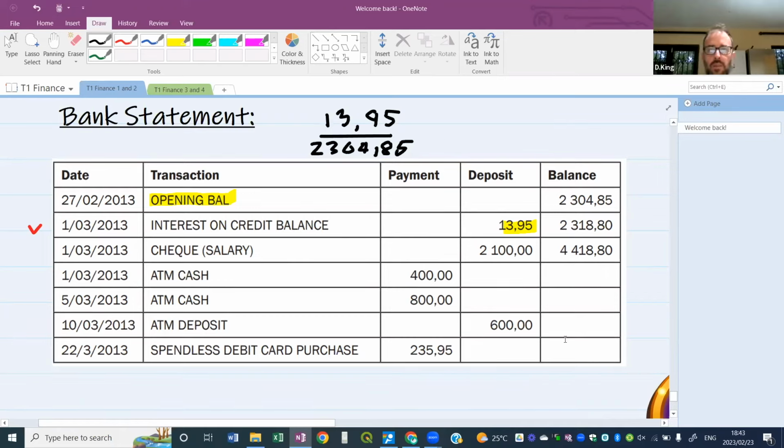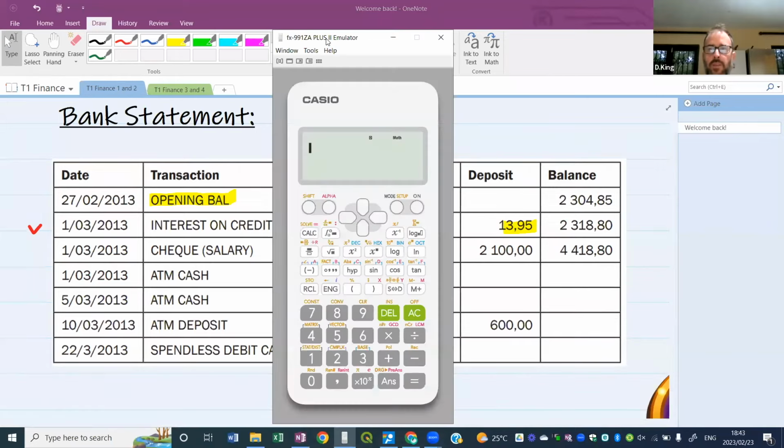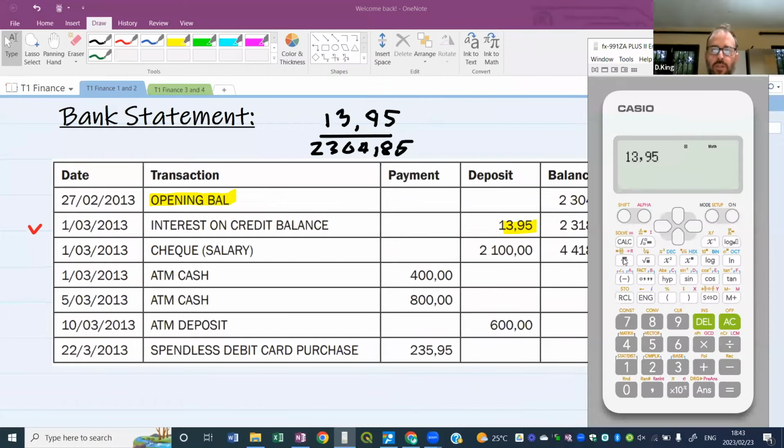All right. When we find that, in fact, let's look at it on the calculator right now. It's going to be a very small portion. So when we find this value, it's going to be 13.95 in a fraction over 2,304.85. If I press equals, we will get a decimal value. It's actually 0.006 of 2,304.